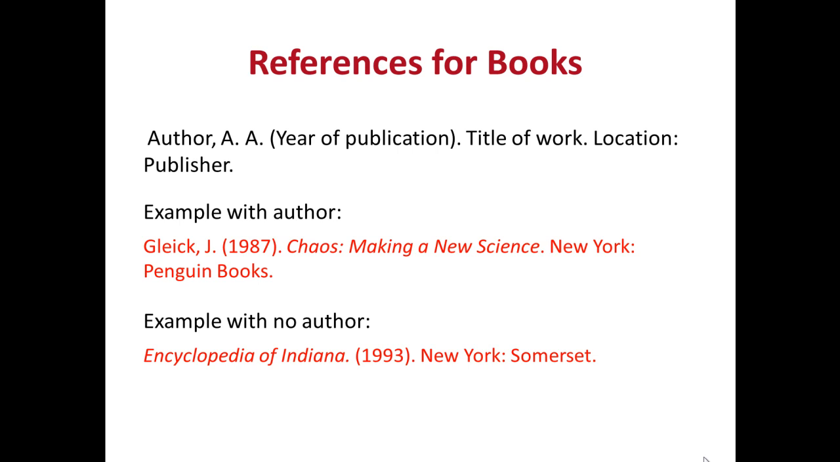The example with no author would be the title of the book, Encyclopedia of Indiana, italicized, followed by a period. The year of publication, 1993, followed by a period. The location of the publisher, New York, followed by a colon. The name of the publisher, Somerset, followed by a period.